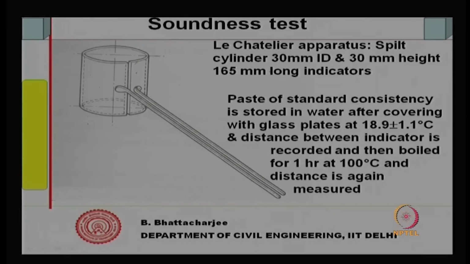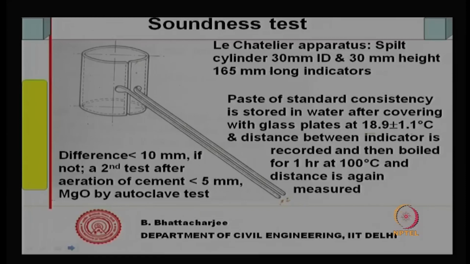Paste of standard consistency is stored in this mold, stored in water after covering with glass plates, and the distance between these indicators is measured. So, you make paste inside this mold and cover it with a glass plate at 18 degree centigrade, plus or minus 1 degree, and then allow the hydration to progress and measure the distance between the indicators. The distance is recorded, and then it is boiled for 1 hour at 100 degree centigrade, and this distance is again measured.